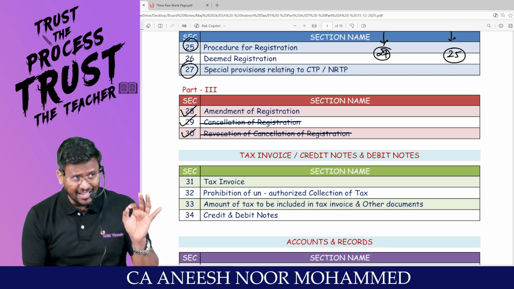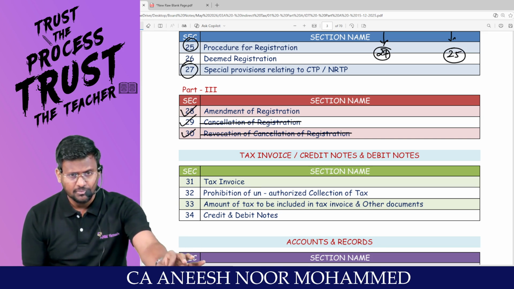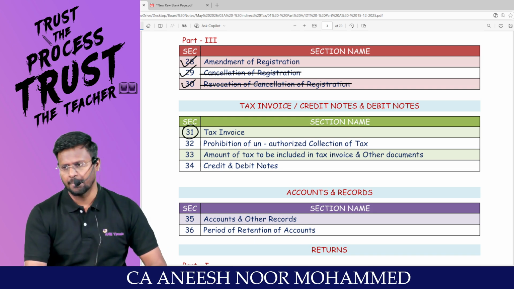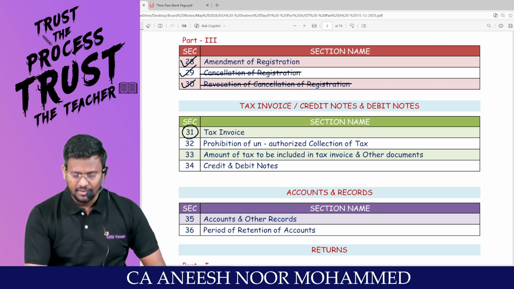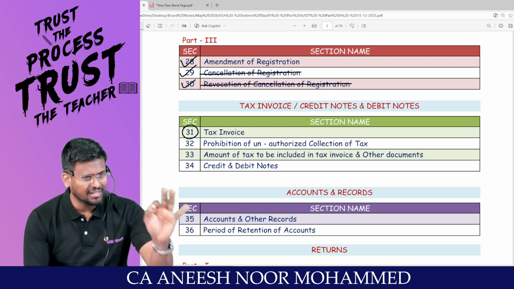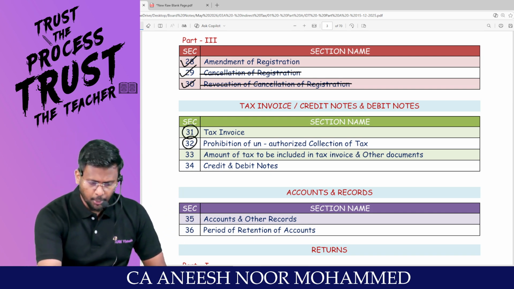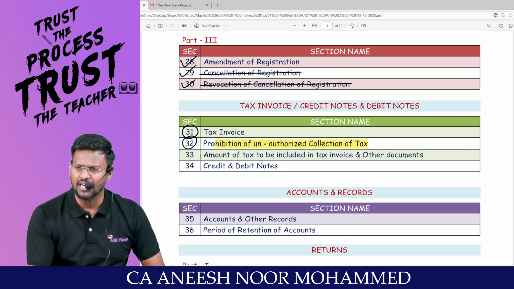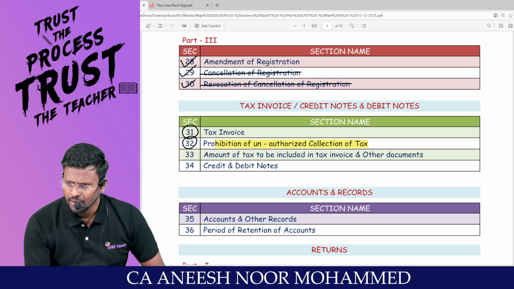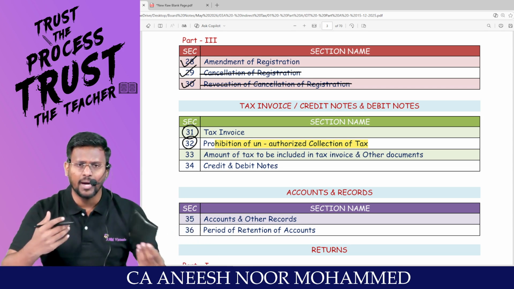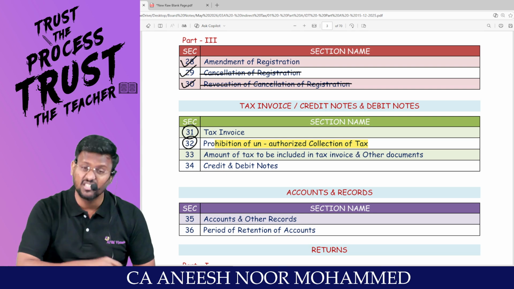When a supplier is supplying to the purchaser, he is supposed to raise a tax invoice. Sir, that's Section 31, tax invoice. Section 32, prohibition of unauthorized collection of tax. That means, my dear lovable students, when I am supplying a calculator to you, I am supposed to raise the tax invoice as per Section 31.